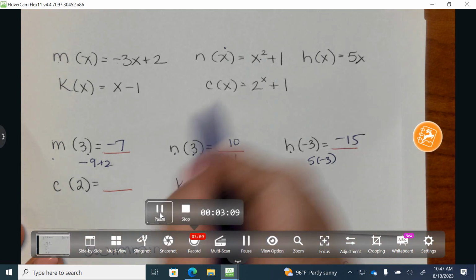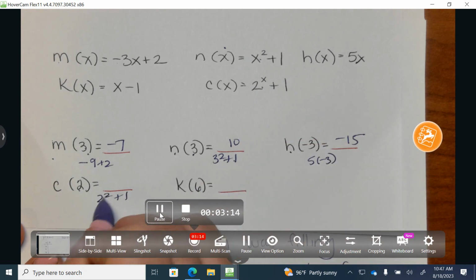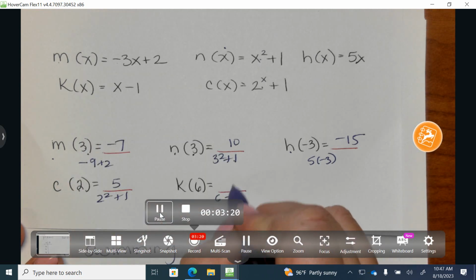Last part, let's find c. Okay, here's c. Let's input 2. 2 squared is 4. 4 plus 1 is 5. And lastly, let's find k. Input 6. 6 minus 1.